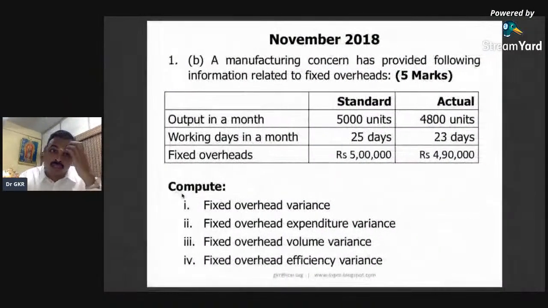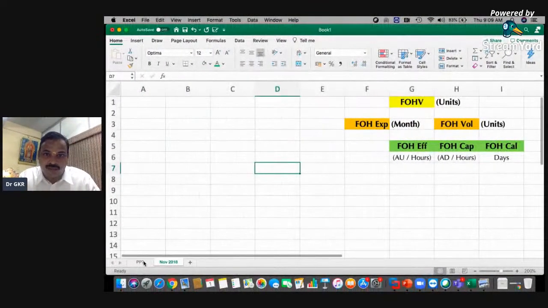So November 2018, what is the question? Manufacturing concern provides the following information: output, days, fixed overheads. Hours they have not given. But without giving hours, they are asking efficiency. That means directly you have to find the output.